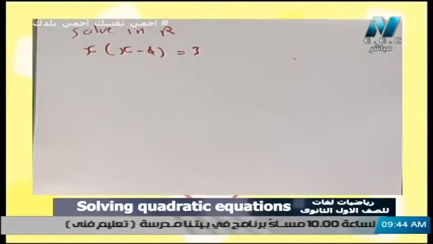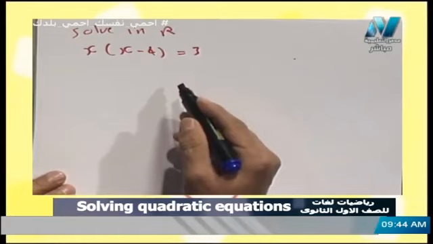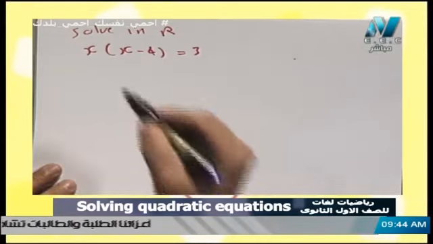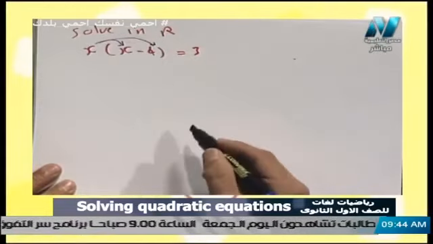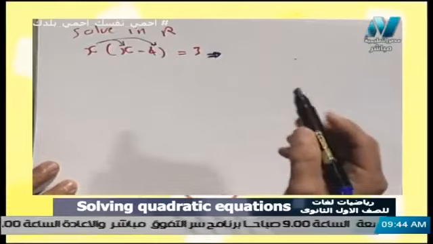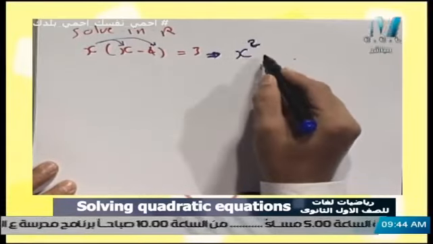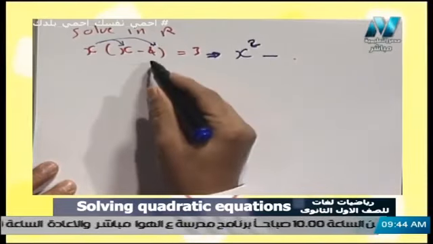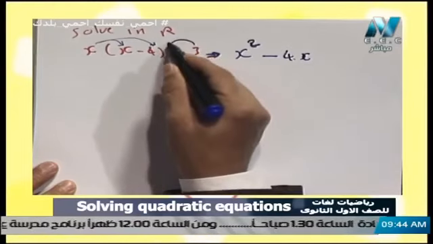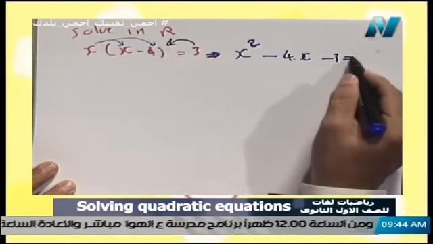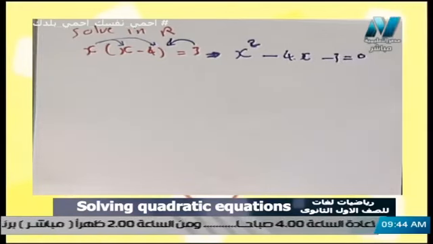And we have a very small problem here, that this equation is not in the standard form. By putting it in the form, we multiply x by x and also x by negative 4. And the answer, of course, will be x times x equals x². x times negative 4 equals negative 4x. And we can transfer 3 to be negative 3 here. And we will solve this equation.